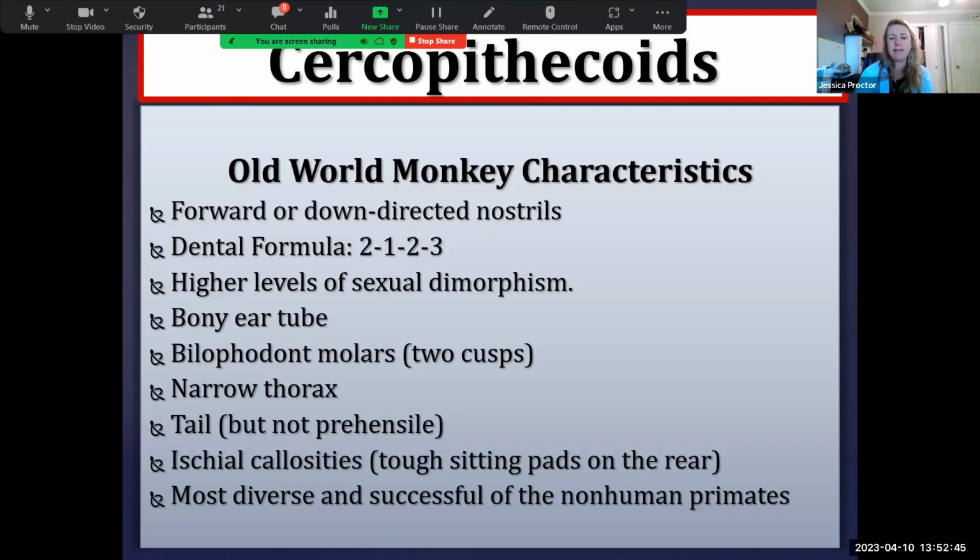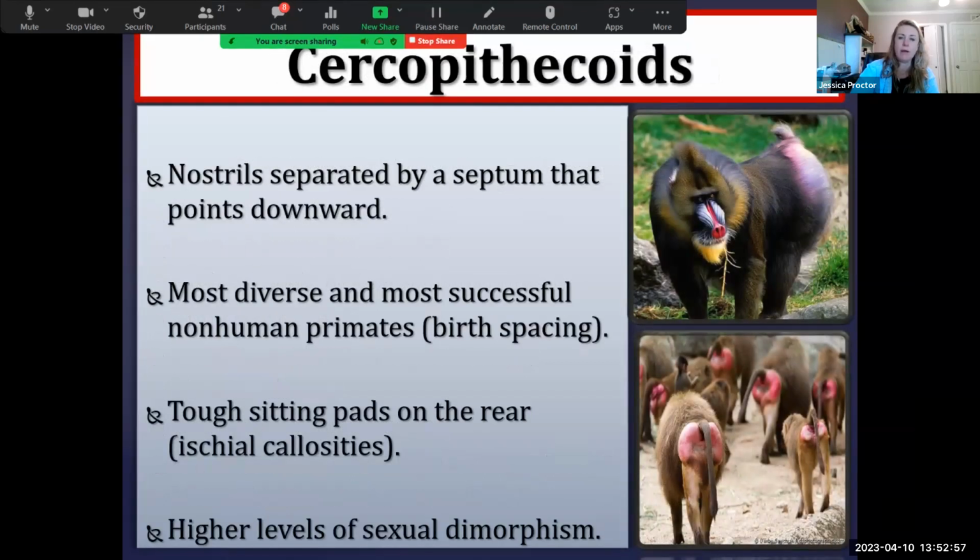So the ischial callosities, that's an adaptation for sitting for long periods of time on very hot surfaces. They are the most diverse and successful of the non-human primates. All right, so this picture here just shows you a little bit better example of the ischial callosities. When you see that really red-looking rear end, when you're seeing it in all of them, the males and the females, that's usually the ischial callosities.